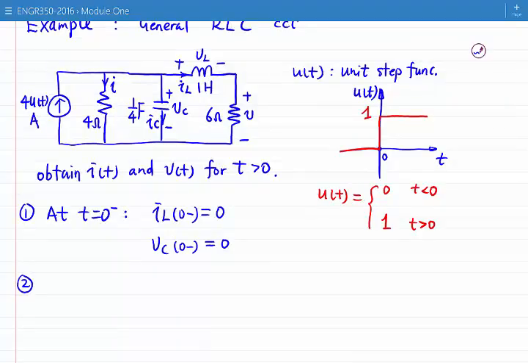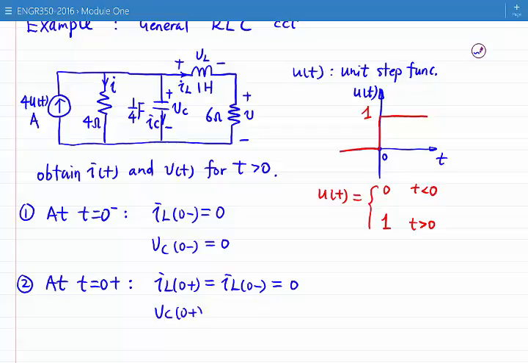So the second step, at t equal to 0 plus, when time is just after 0. The inductor current at 0 plus is equal to the inductor current at 0 minus, because the inductor current is always continuous, so it is 0. The voltage Vc(0+) is equal to Vc(0-), because the capacitor voltage is also always continuous, so it is 0.